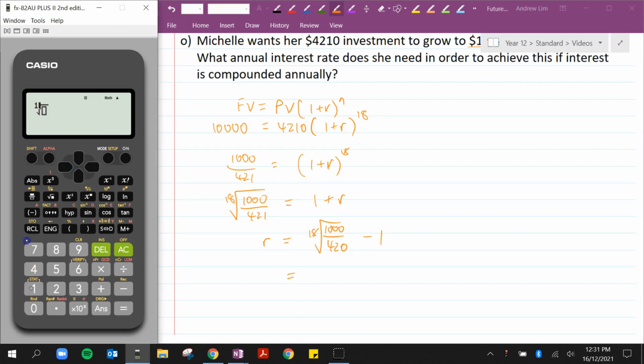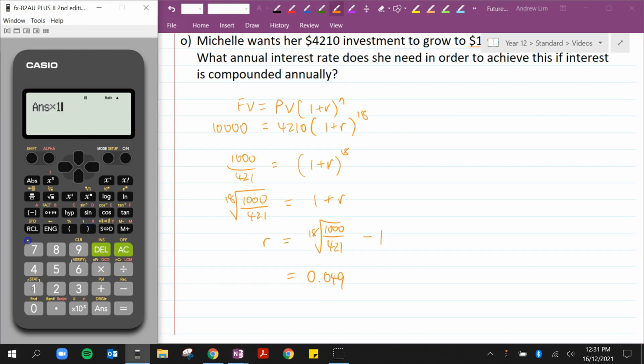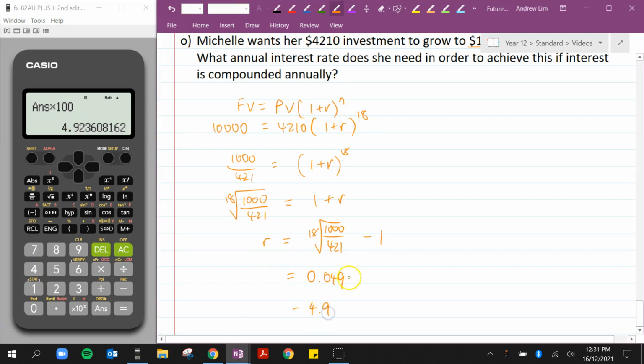So the 18th root of 1,000 over 421, minus 1. And that's going to give us 0.049. Now to convert that to a percentage, we just times it by 100, which is equal to 4.92% per annum to 2dp.